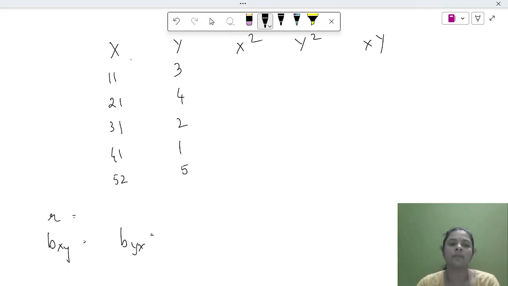You can use the formula for Karl-Pearson's correlation: n sigma xy minus sigma x sigma y divided by root of n sigma x square minus sigma x the whole square into root of n sigma y square minus sigma y the whole square. Like that you can use. So the first step is finding out the totals of x, y, x square, y square and xy. Please calculate.